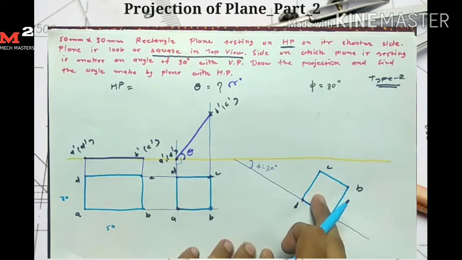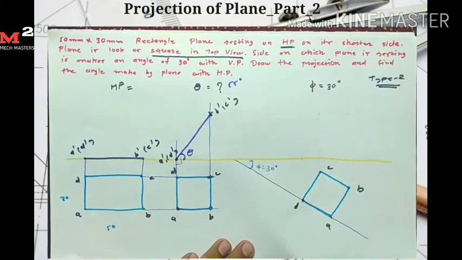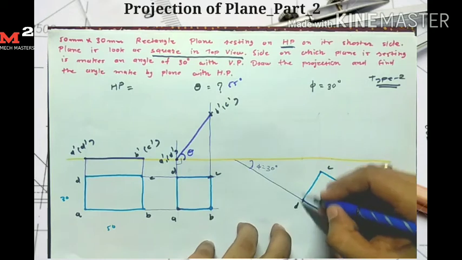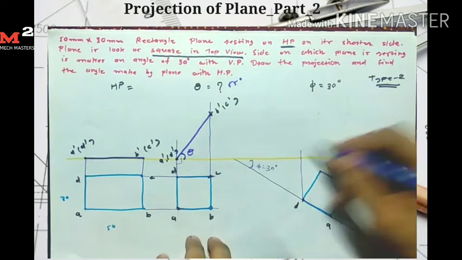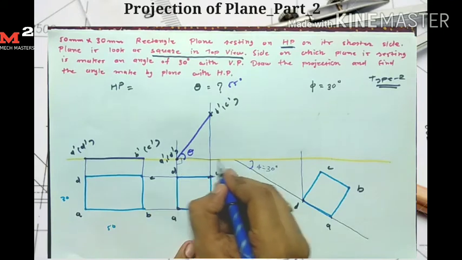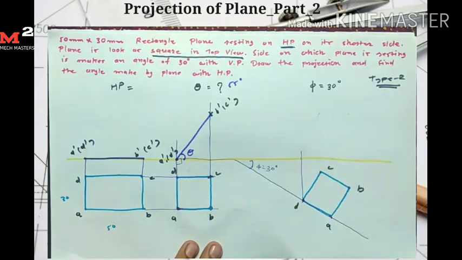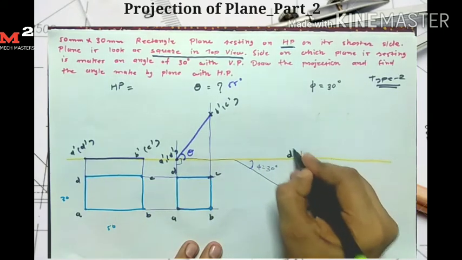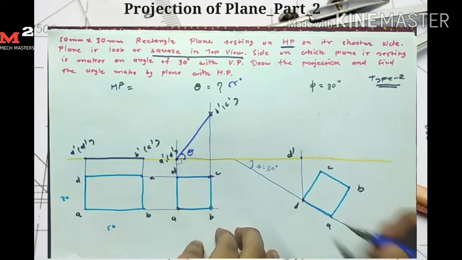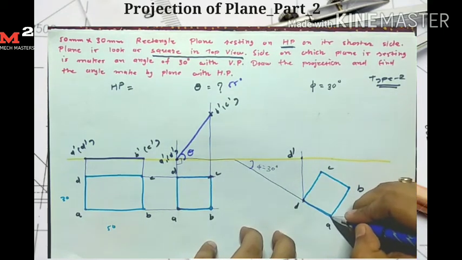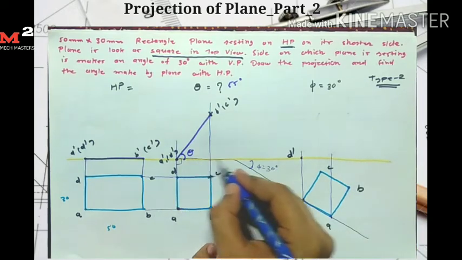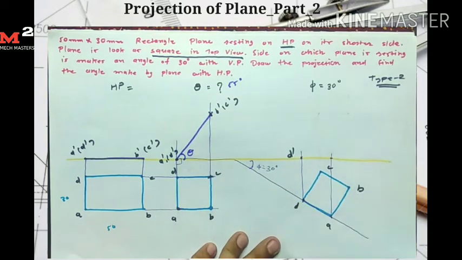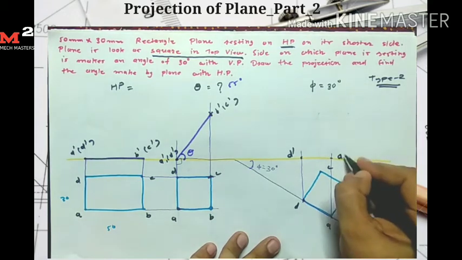Now for drawing the front view, I simply take the projection. I start with point D. I take the projection of point D from here and from here, so I get my point D dash here. Now for point A I take the projection from here and from here, so here I get my point A dash.